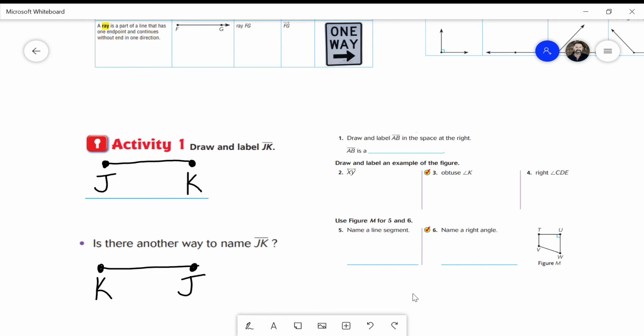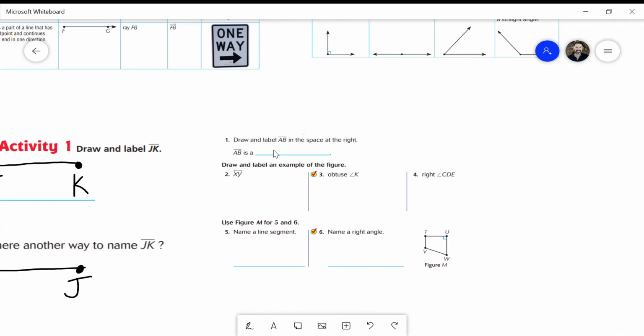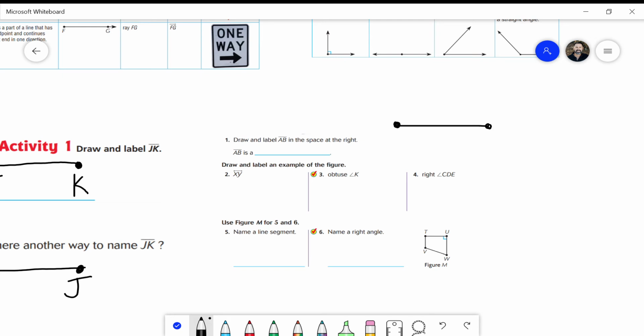Right? So looking over here, it says draw and label, and there it is, that same symbol. So that's line segment, but this time we're going to label it with A and B. So I have here two points connected with part of a line, and I'm going to call it A and B. So line segment AB. I'll write that, line segment, because they're asking me to identify what that is.